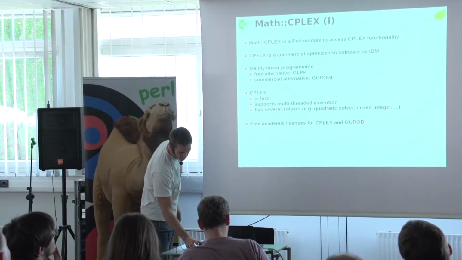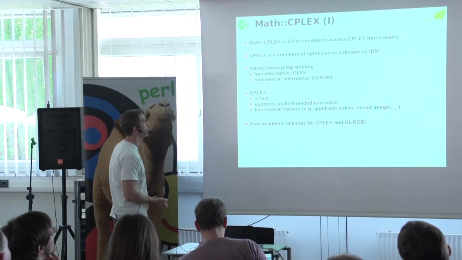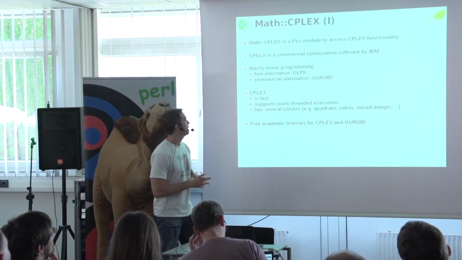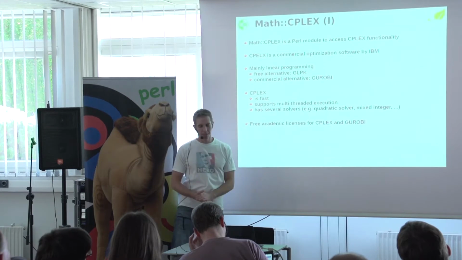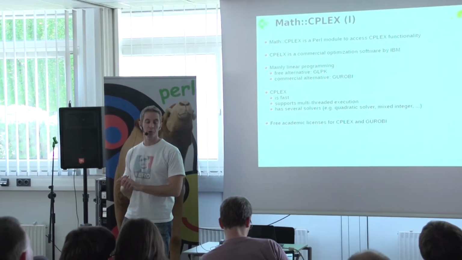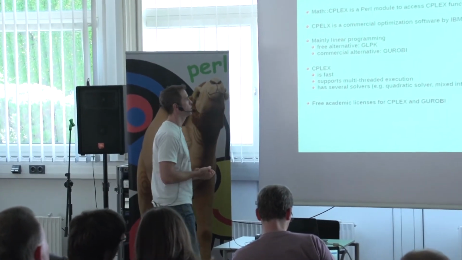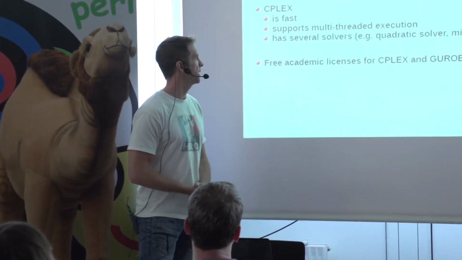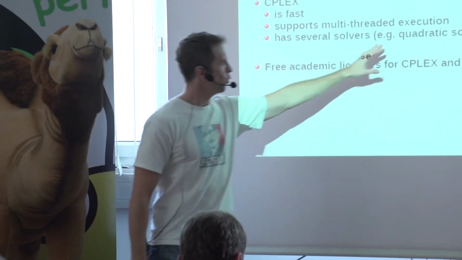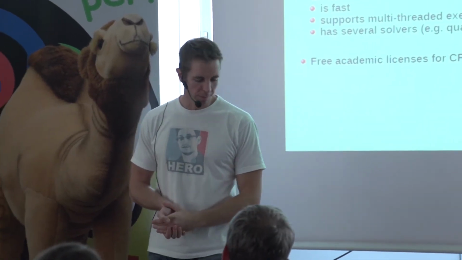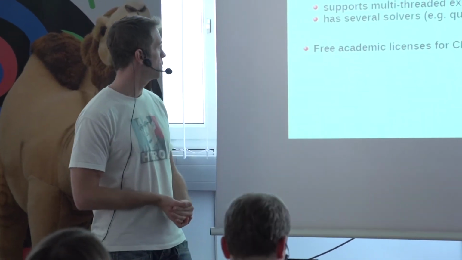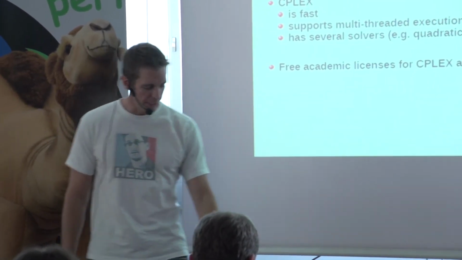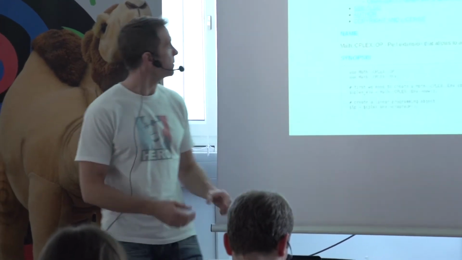So what is the Cplex? Cplex is a commercial solver implemented by IBM. It's a typical linear programming solver. We have alternatives here. The free one is GLPK, which is unfortunately not very powerful, and there's a commercial one, Gurobi. As I said, Cplex is fast, supports multi-threaded execution, and has even more advanced features like quadratic solvers or mixed integer solver. The good thing here with Cplex and Gurobi is there are free academic licenses available.